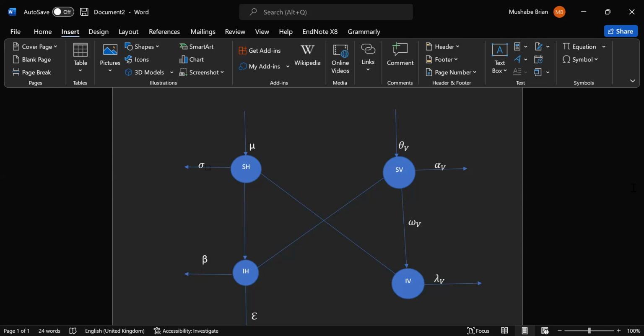And then we have this line that runs from IH to SV, which means that mosquitoes that do not have malaria bite infected humans and then get malaria, hence moving to the infected vectors compartment. Yeah, that's my explanation of this model. Thank you so much, Professor.